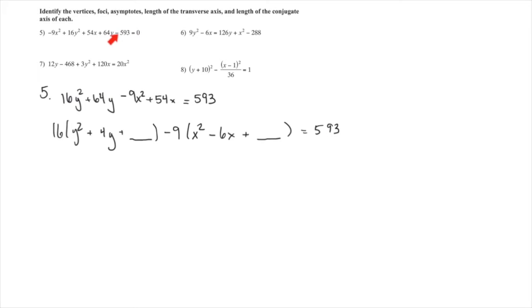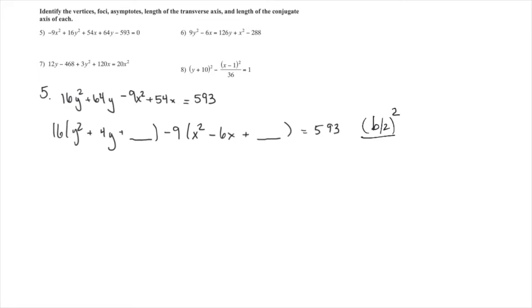In this example, I had to add it to both sides. In other examples, I may subtract it, so be careful about your signs. Next step is to use b over 2 squared. I'm going to add that into those blanks, and then I'm going to multiply times the number up front before I add it to the opposite side.